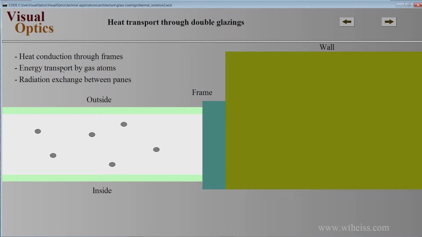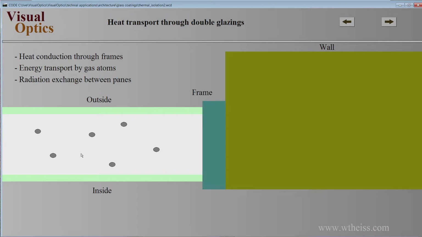Obviously, you have heat conduction through the frames here, which you cannot really avoid. There has to be a frame holding the glass, but of course you can build it in a fancy way to reduce that. That's not the topic of this talk. I will mainly focus on this main area of the glass. And here we have basically two mechanisms.